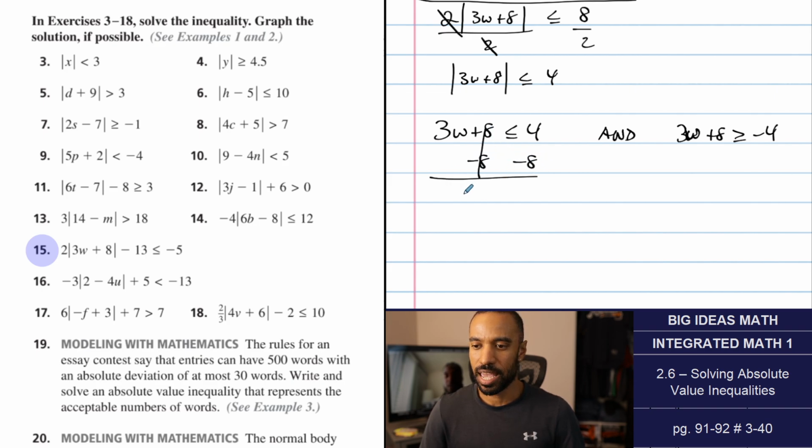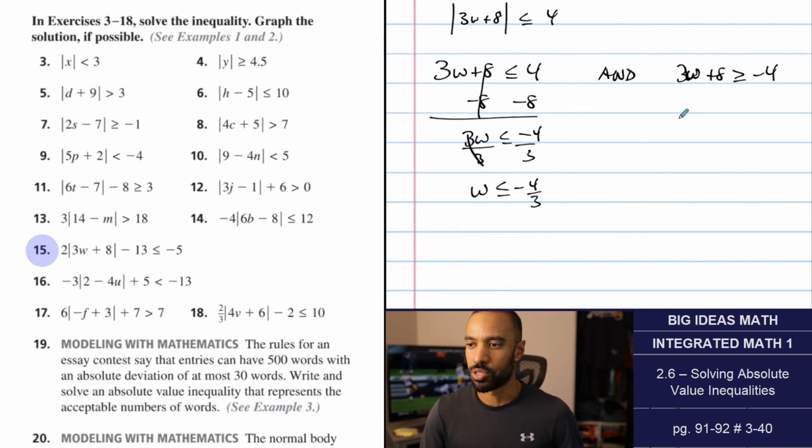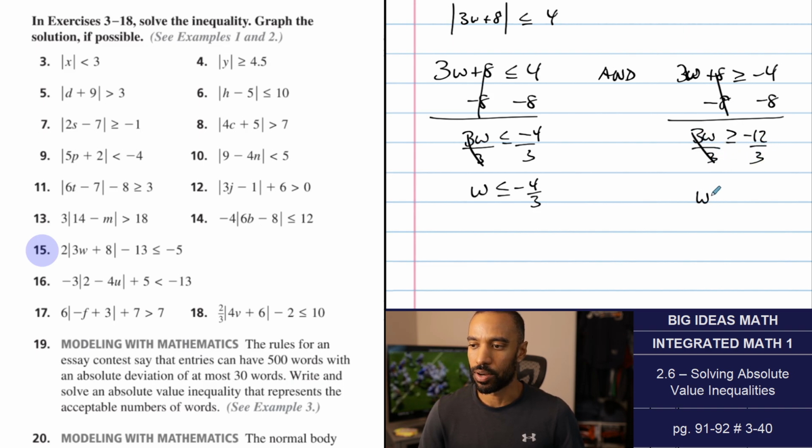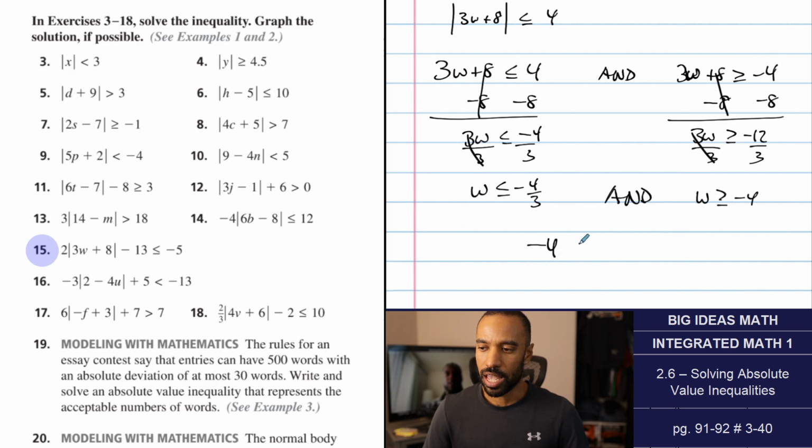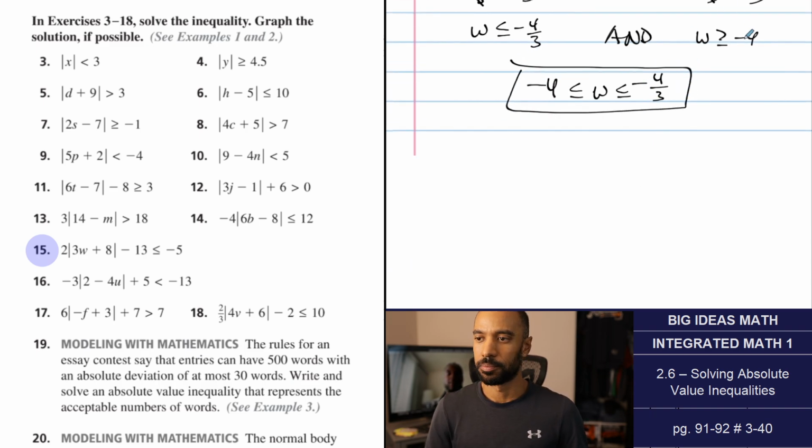Let's try a couple minus 8s. Couple divided by 3s. W must be less than or equal to negative 4/3. That's negative 1 1/3. So to the left of that number, as we subtract 8 here, it gets even smaller to negative 12. And then we'll divide by 3 here. That's greater than or equal to negative 4, which is smaller than negative 1 1/3. So as a single inequality, that's the lower bound. This is the upper bound. There is our full set that I want to write, like that.